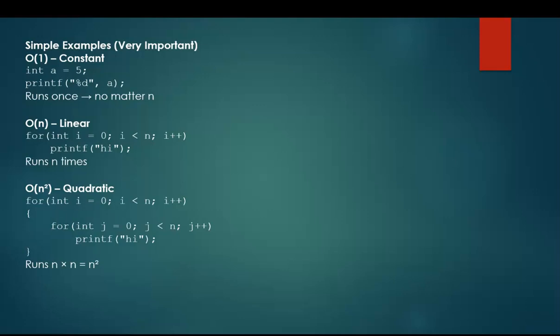The next one is a nested loop. For int i equal to 0, i less than n, i plus plus, and inside that is again a for loop, for int j equal to 0, j less than n, j plus plus, print hi. The outer loop runs n times, the inner loop runs n times, so totally it is n squared, quadratic, order of n squared.